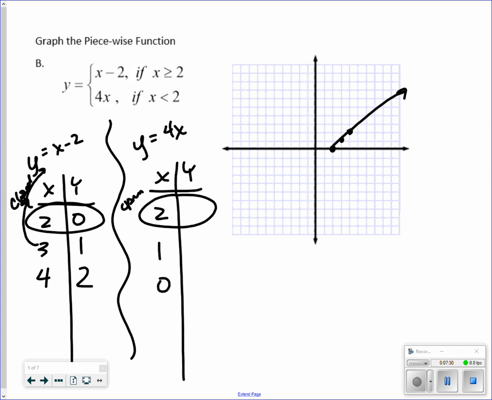Next one, I'm going to put 2 in place of this x. I'm going to this equation now. So 4 times 2, 4 times 1, 4 times 0. This time, it's an open circle. So open circle at 2, 8. And 1, 4, 0, 0. Again, always start with the first one and go in the direction. So again, the first number is always the open or closed circle, and then connect the dots only going in one direction.